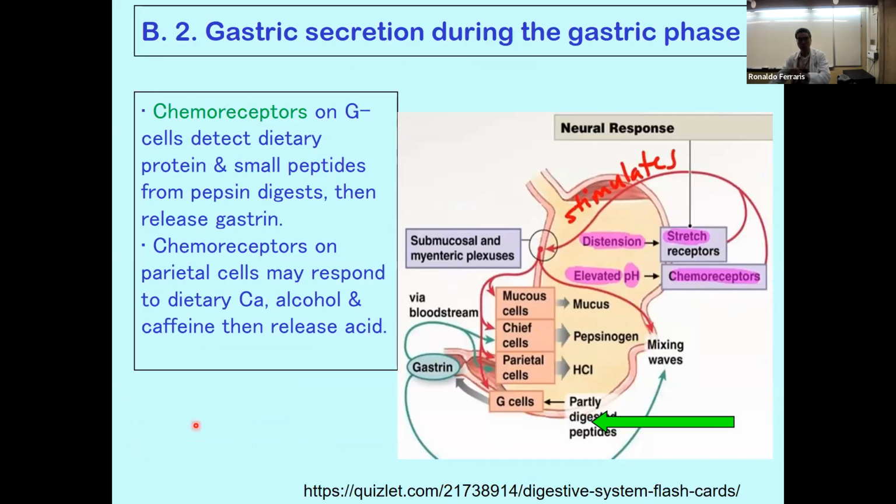So I alluded to the fact that there are also chemoreceptors. So you have G cells responding via their chemoreceptors on their apical surface and would release gastrin. Your parietal cells have been known to respond to dietary calcium, to excessive amounts of alcohol and caffeine. That's why if you have a problem with ulcers or hyperacidity, your gastroenterologist would tell you to minimize, in fact, avoid intake of alcohol and caffeine.